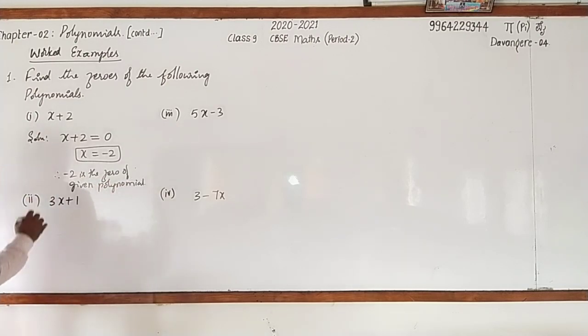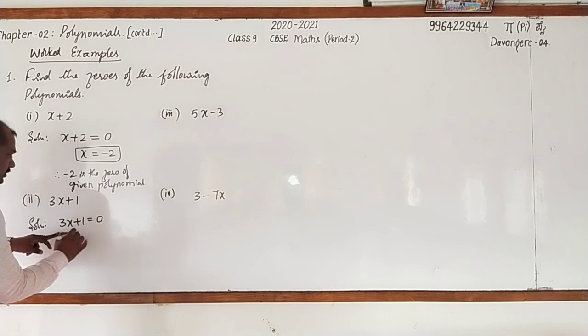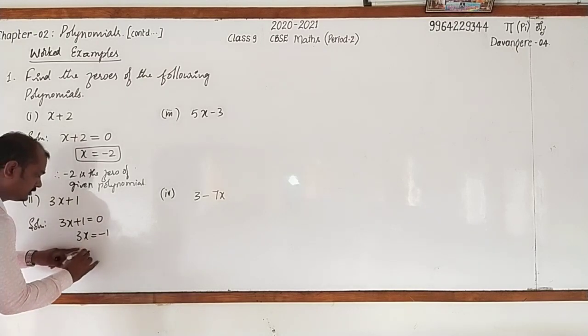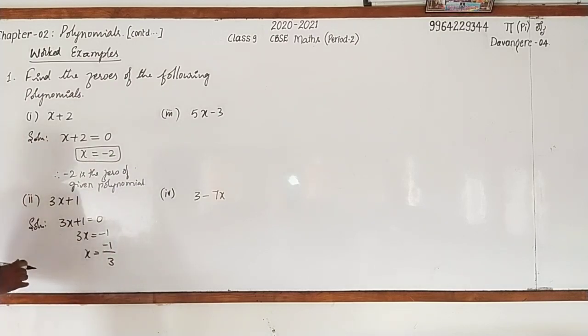Next, let me go for taking the second one. Even this is also very simple: 3x plus 1. To find out the 0 of this polynomial, what is the first step to be followed? You are right. It should be equated to 0. Then 3x is equal to, transfer 1 to the right hand side, becomes minus 1. Solve x. Transpose 3 to the denominator of the RHS: minus 1 by 3. Clear?